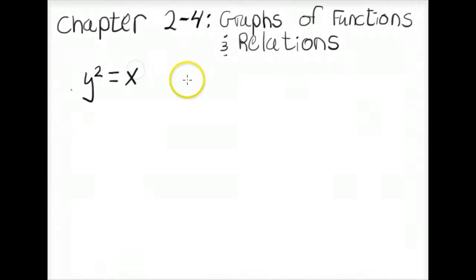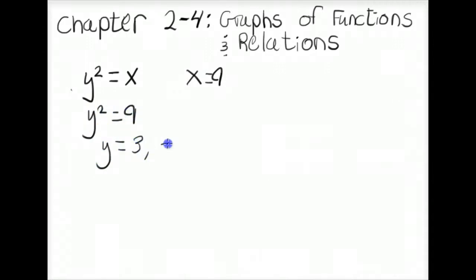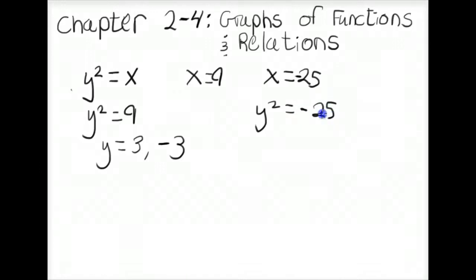Now, if we plug in, let's say, 9 for x, we're going to be getting multiple values for y. For example, if x equals 9, then y squared equals 9, and then y would equal positive 3 or negative 3. At the same time, if we plug in x equals negative 25, then y squared equals negative 25, and there's going to be no solution that proves that to be true.